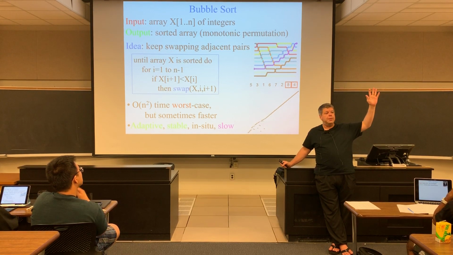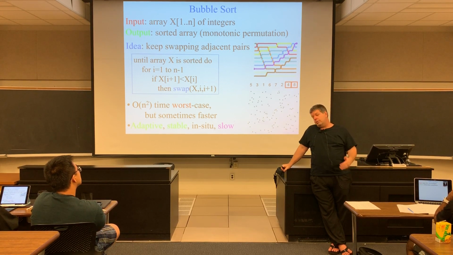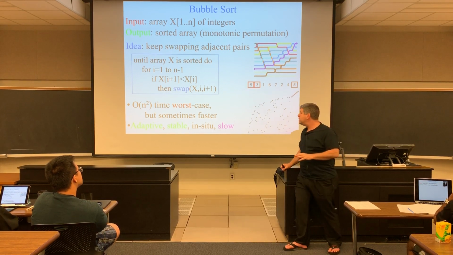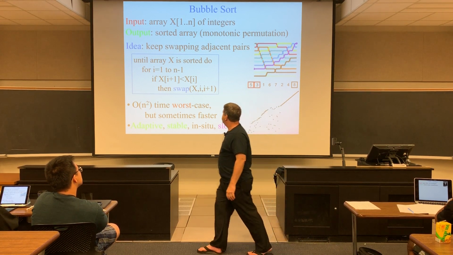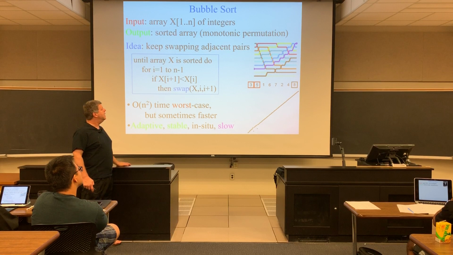How many say n squared? How many say less than n squared? Yeah, the intuition is correct. It's n squared. It's something that needs to be proven. It's not completely obvious, but it is n squared on average. So it's pretty bad. When the average case is quadratic, not just the worst case, it's not so good.